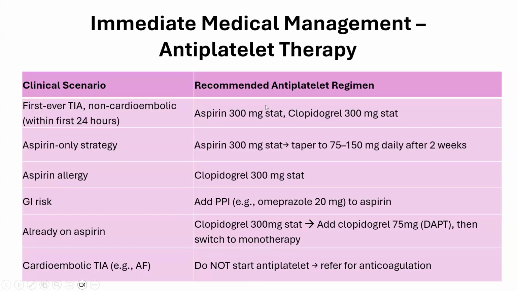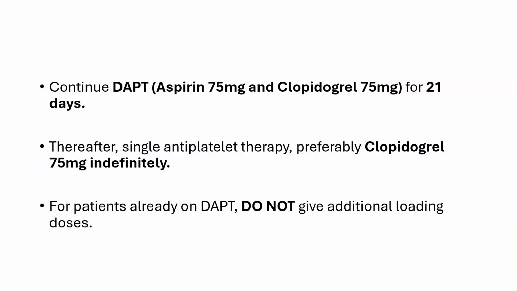Then if the patient has a cardioembolic TIA, if we have a suspicion of cardioembolic TIA, of course, we do not start the patient on any antiplatelets. And the other thing is, if a patient is already on dual antiplatelet therapy, say following some sort of PCI, we do not give additional loading doses to these patients, but rather ask them to continue. However, if a patient has already been on DAPT and still gets a TIA, then there is some antiplatelet failure. Therefore, for this antiplatelet failure, we need to investigate why it occurred.